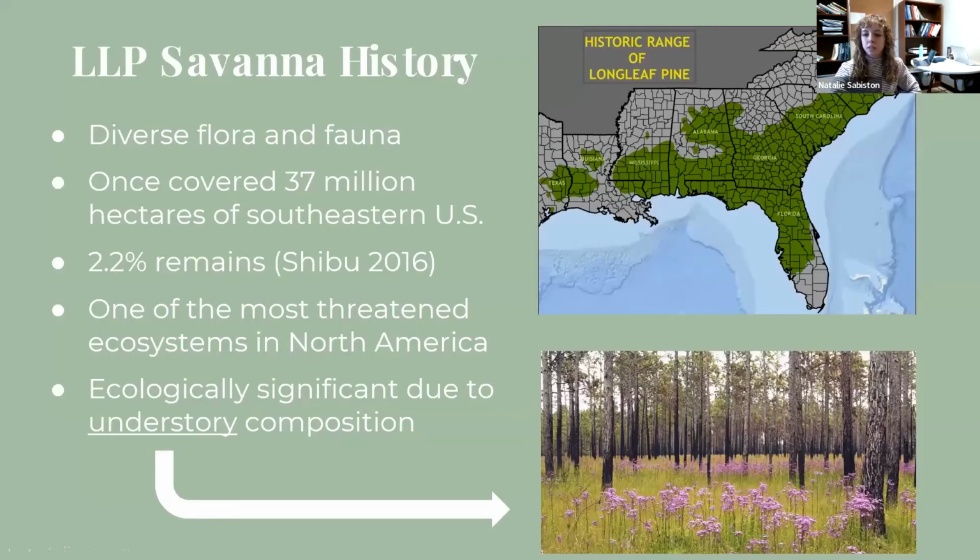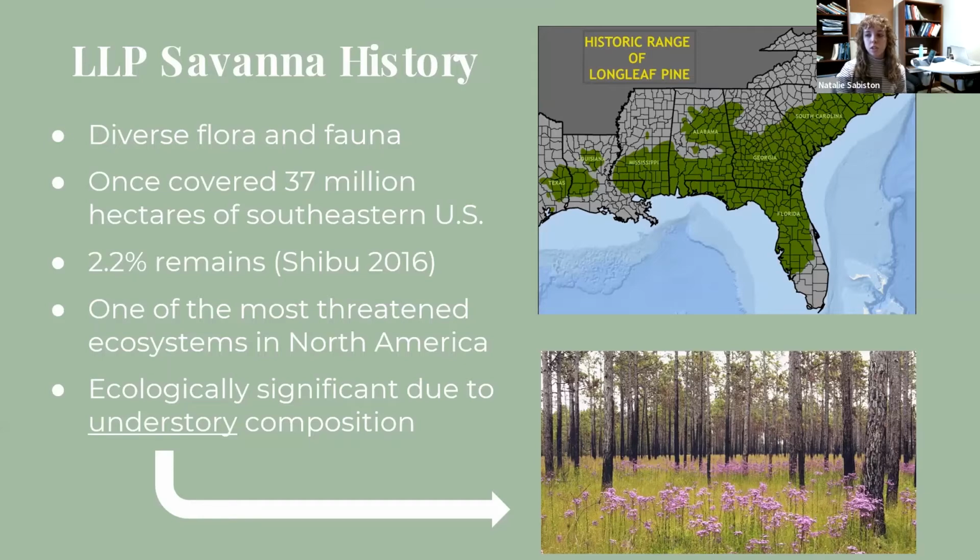The Longleaf Pine Savannah is home to many different plants and animals. It's a very diverse ecosystem, and as you can see on the map to the right, it historically existed through a large part of the southeastern United States. It covered about 37 million hectares of the southeastern United States. Currently, it only covers about 2.2% of that original area, and due to this loss, a lot of the original biodiversity has also been lost, and many of those plants and animals are now endangered.